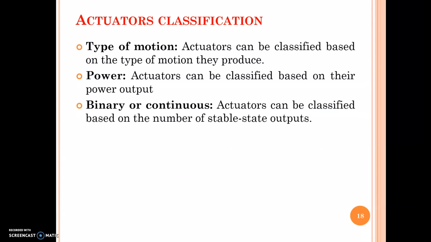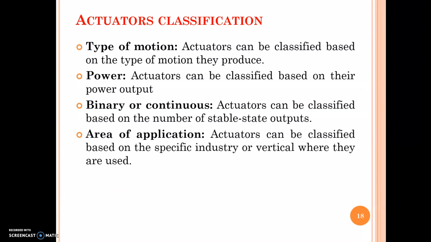Another way of classifying the actuator is as a binary or a continuous actuator. Actuators can be classified based on the number of stable state outputs they produce. Depending upon that, I can classify it as a binary one, or if it is producing continuous output, such as the continuous movement of a rotary, then I can say that it's a continuous actuator. Again, I can classify it depending upon the area of application.